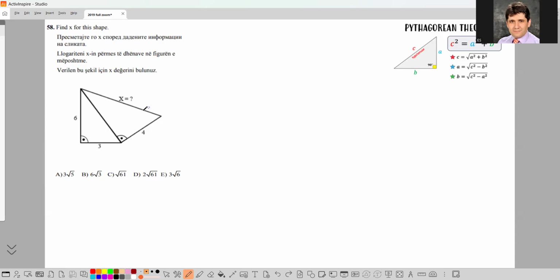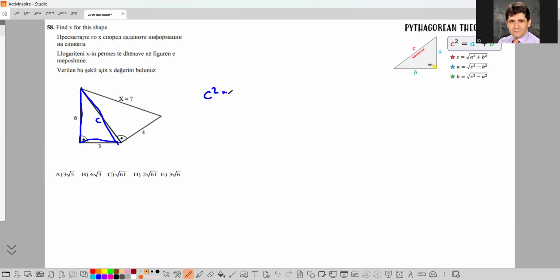Find x for this shape. Now this is a right angle triangle. We can use the Pythagorean theorem, which is this one here. So now we are looking for x, but actually first I want to find this side. Let's say this is C. So now, according to the Pythagorean theorem, for the smaller triangle, this one here, what do we get?